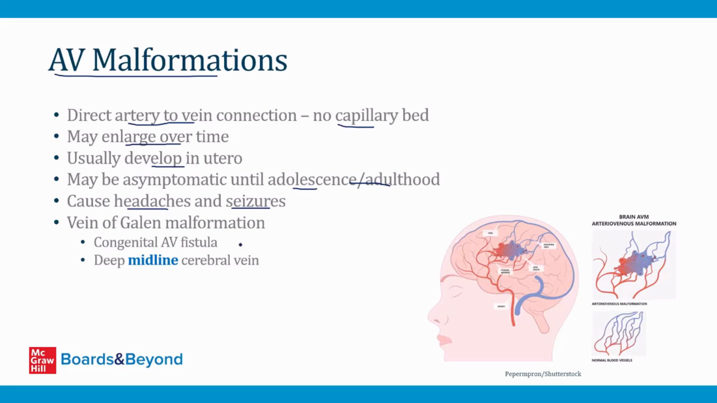One of the veins that's often involved in these AV malformations is the vein of Galen. This is a midline central cerebral vein. It's depicted here in this image. And so if it connects to an artery and enlarges over time, you can get an AV malformation in the midline of the brain, and that can lead to seizures and headaches and other neuro problems. These are usually treated with surgery once they're identified.